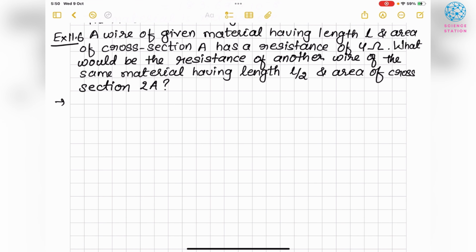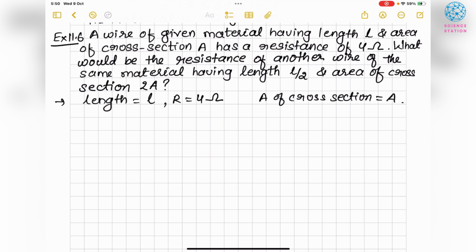Now example 11.6 says a wire of given material having length L and area of cross section A has a resistance of 4 ohm. What would be the resistance of another wire of the same material having length L by 2 and area of cross section 2A? So here, in the first case, I am given length is L and R is 4 ohms, and area of cross section is A.